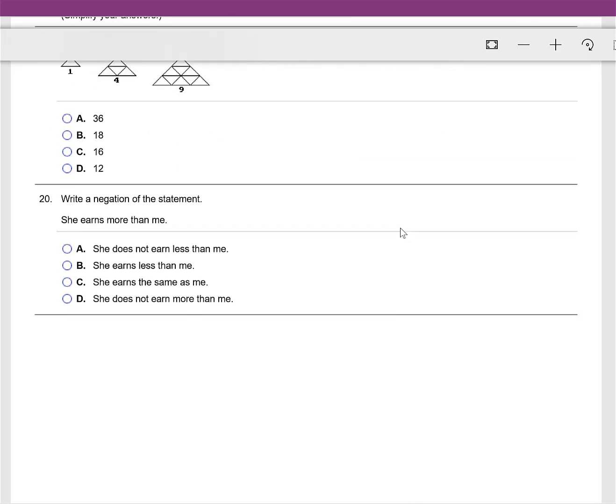Write a negation of the statement. She earns more than me. So remember, when we write a negation, we want to look at the truth value of the original statement. And let's say that this statement is true. Let's just say that was a true statement. So when we negate it, it has to be false. So what's going to be the negation of this? She does not earn more than me. And that's going to have a false truth value.